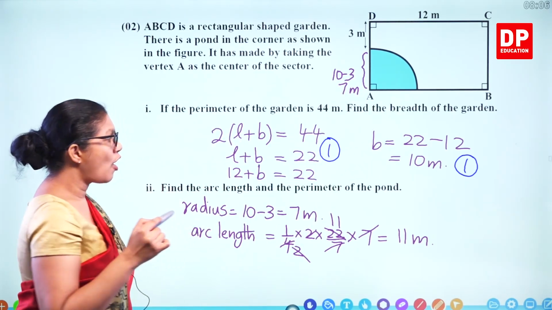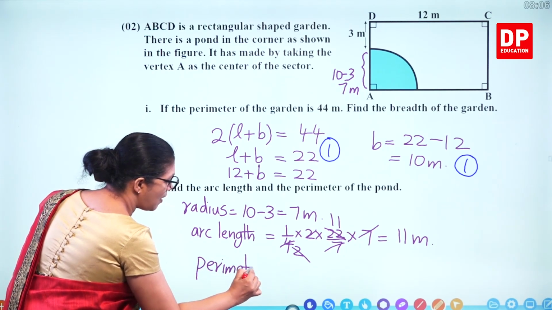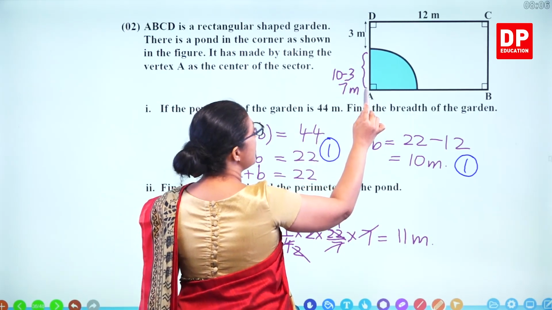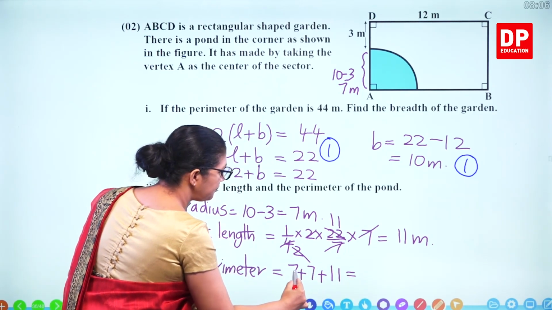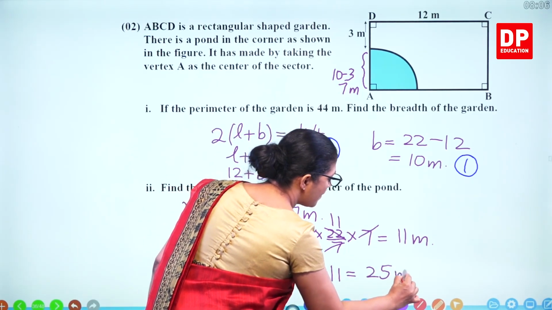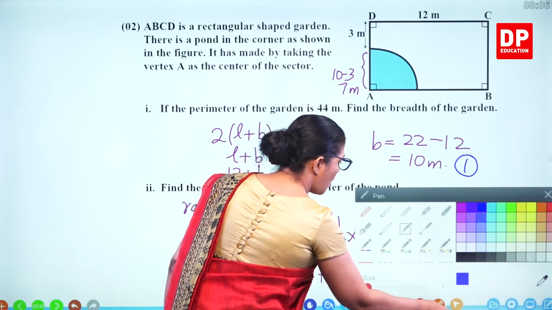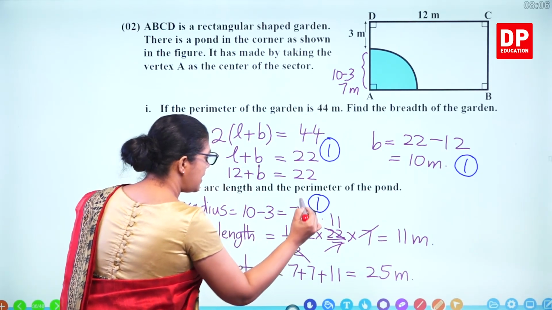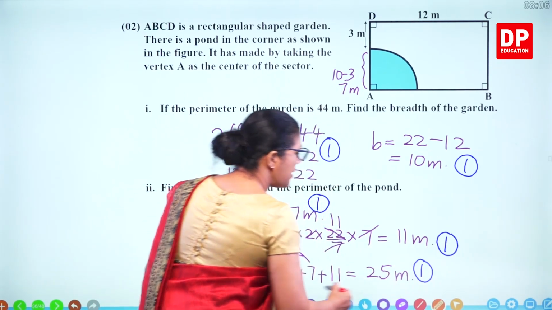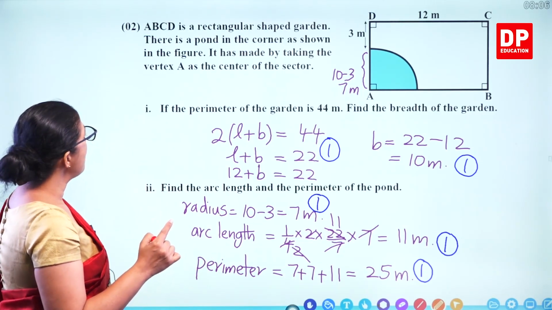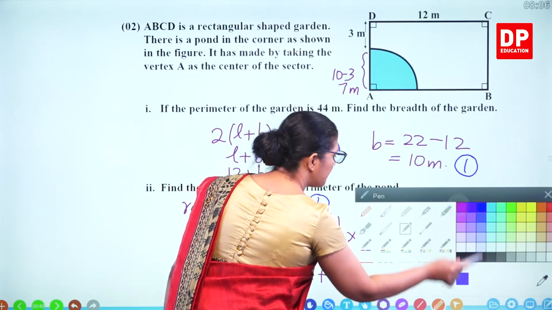Now the perimeter of the pond. Perimeter becomes 7 plus 7 plus arc length. That's 11. 25 meters. So we can give 1 mark for finding the radius, 1 mark for the arc length and 1 mark for the perimeter. So 3 marks there. 3 plus 2, 5 marks. Now we'll look at the next part.